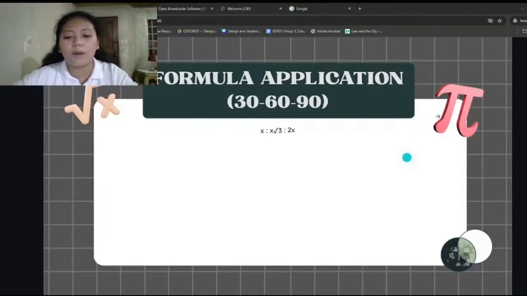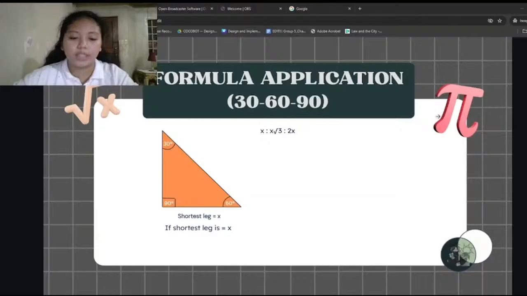First, let's talk about the patterns. Every 30, 60, 90 triangle follows the same rule. The shortest side is always across from the 30-degree angle. We just call it x. That's our starting number. The longer side across from the 60 degree is just x times square root 3. We just write it as x square root 3.